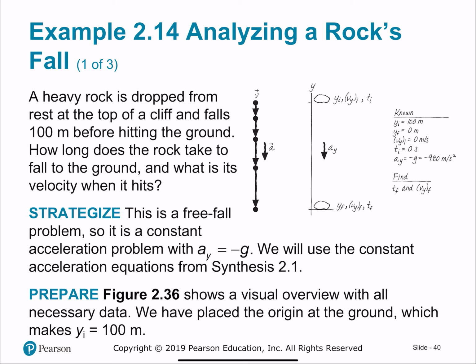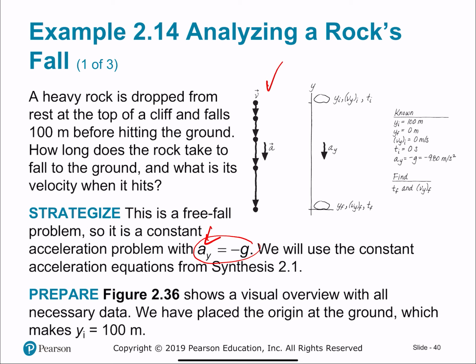We strategize. So this is a free falling problem, right? So g is constant, so we know that. And we are going to use the equations for constant accelerations, with the acceleration being minus g. So let's prepare the problem. That means drawing a picture. It could be good to draw a free motion diagram, which is here.